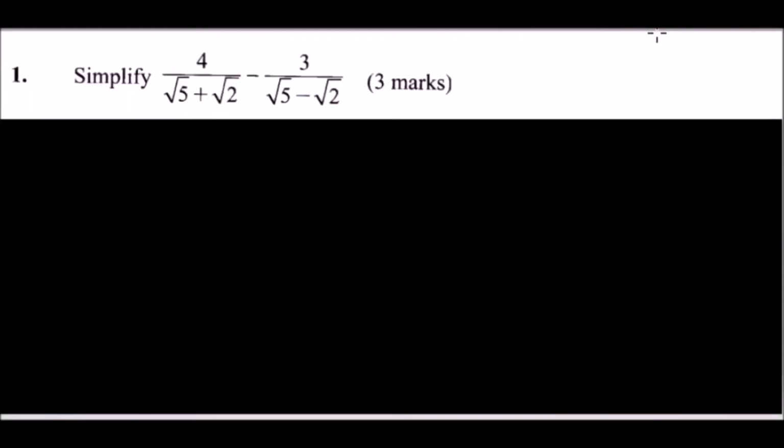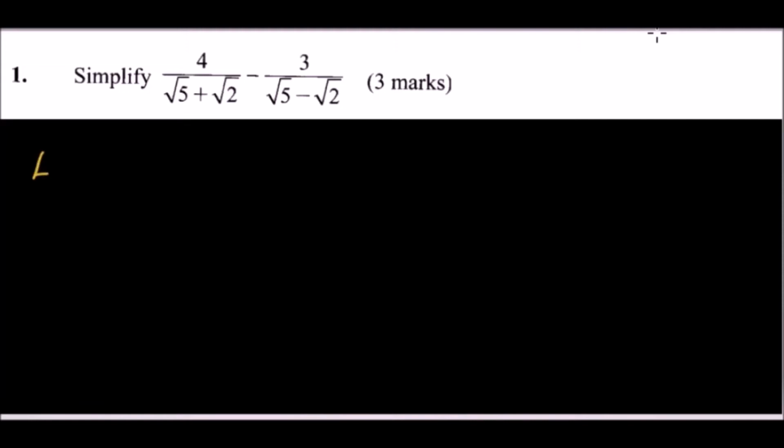Question number 1. We are told to simplify 4 divided by root 5 plus root 2, minus 3 divided by root 5 minus root 2. So this is a fraction, and what we need to do is cross multiply. We multiply 4 by root 5 minus root 2, and you cross the other one, 3 multiplied by root 5 plus root 2.